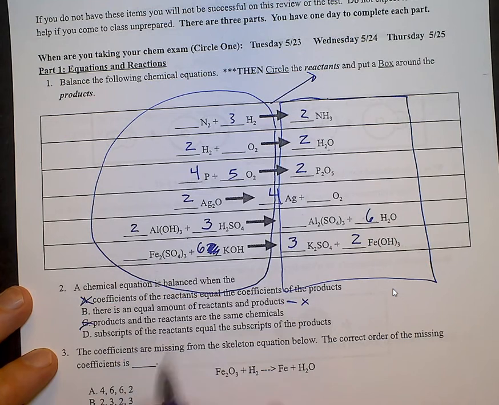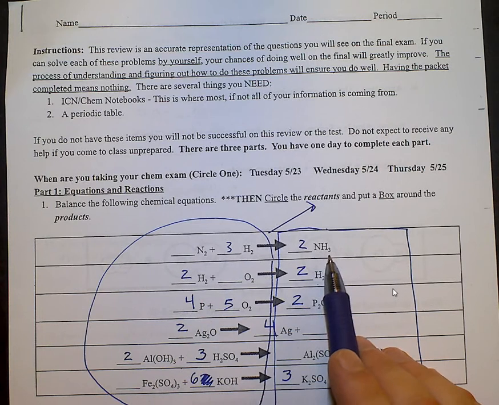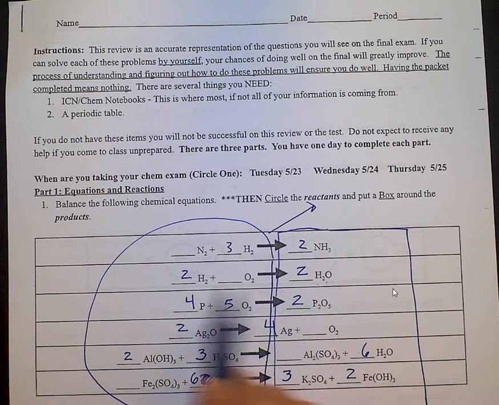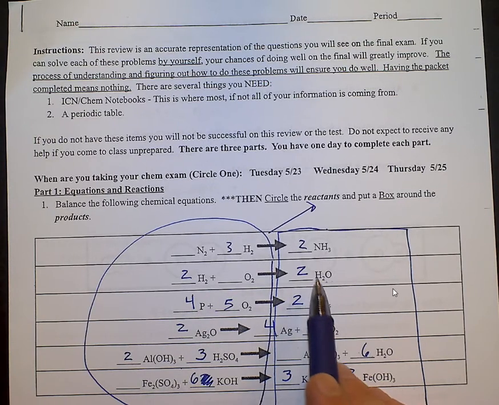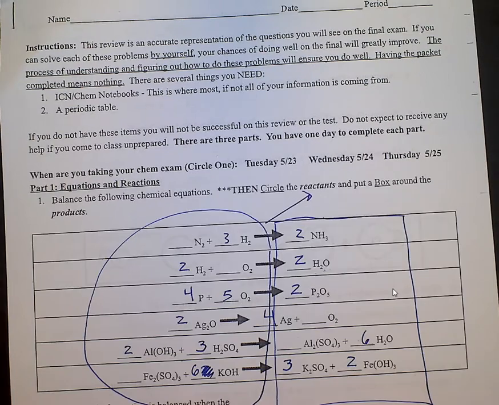D, subscripts of the reactants equal the subscripts of the products. 1, 2, 3, 4. 1, 2, 3, 4. 1, 2, 3, 4. 1, 2, 3. This one right here proves that we're wrong. We have a subscript of 3, and over here we have subscripts of 4. No, D's not right. Okay?